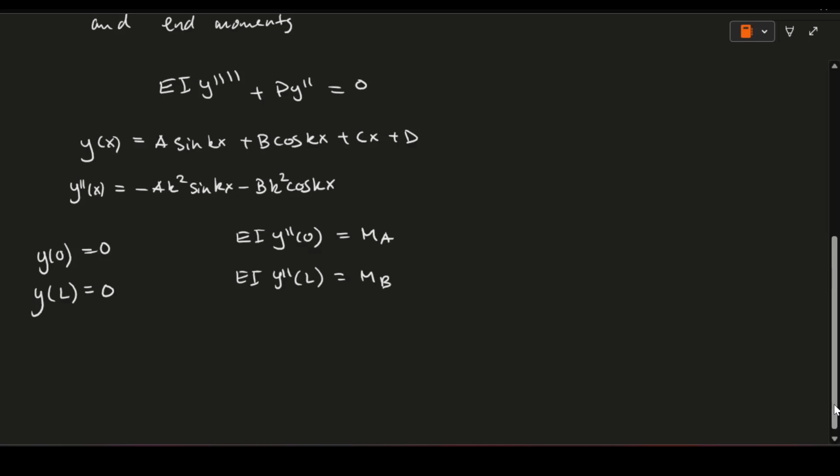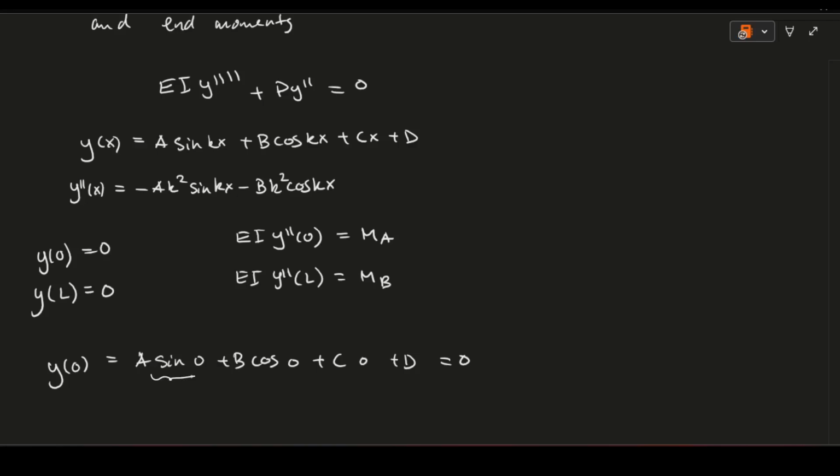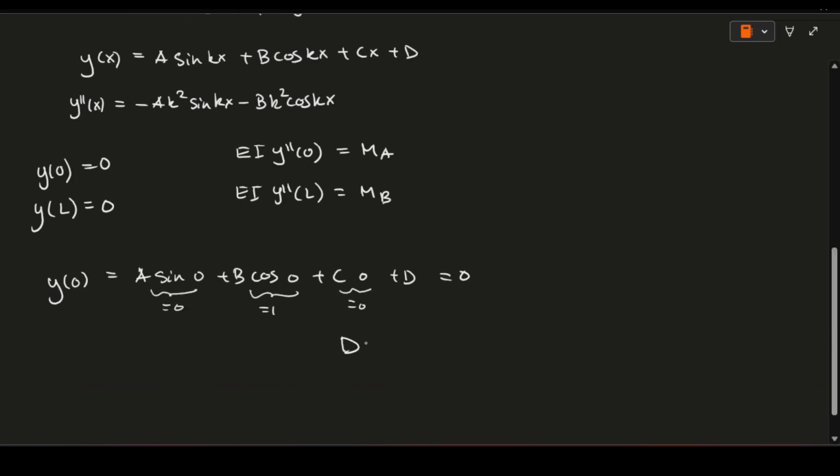So if we use our first boundary condition, the geometric boundary condition at x equals 0, we get y of 0 is equal to a sine 0 plus b cosine 0 plus c times 0 plus d is equal to 0. Sine 0 is equal to 0. Cosine 0 is equal to 1. And d is just d. So d becomes then minus b.